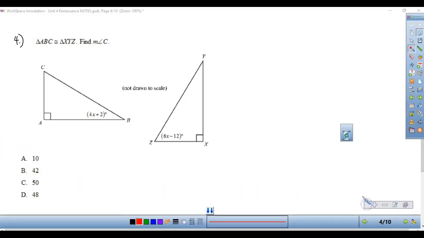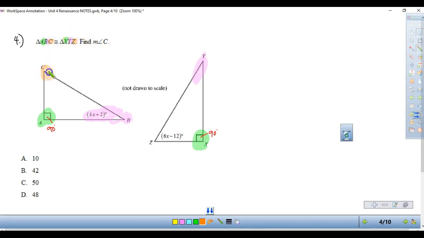Let's see. So we'll match them up. Angle A matches angle X because they're the first letter in the congruence statement. Now I'm going to go ahead and put some information in here. That means 90 degrees. Sometimes we want to label stuff as we know it so we don't think we're missing information. Alright, and then angle B is going to match angle Y, so B has some info, Y doesn't. And then C is going to match Z, so C's blank, but Z has some info.